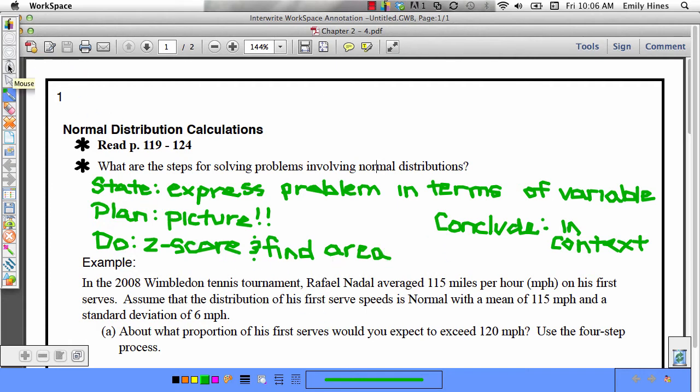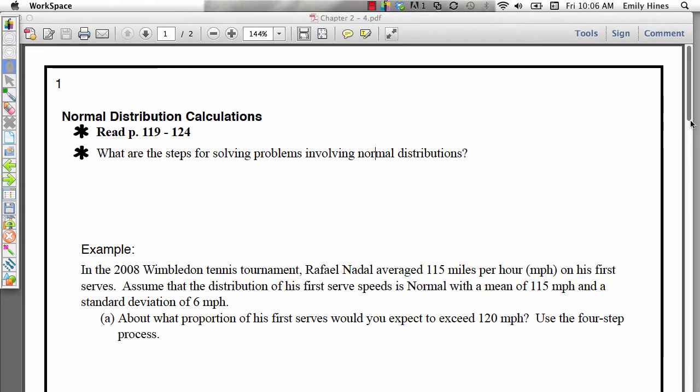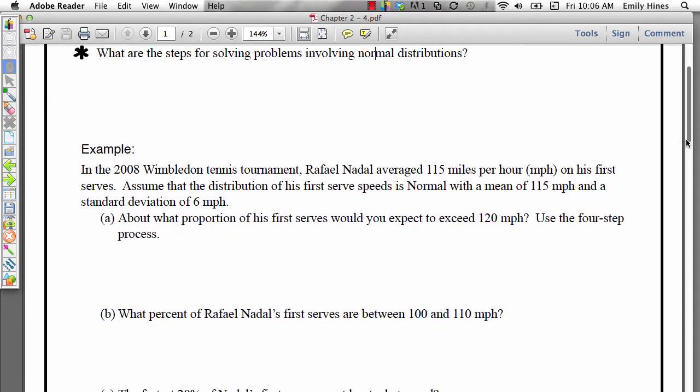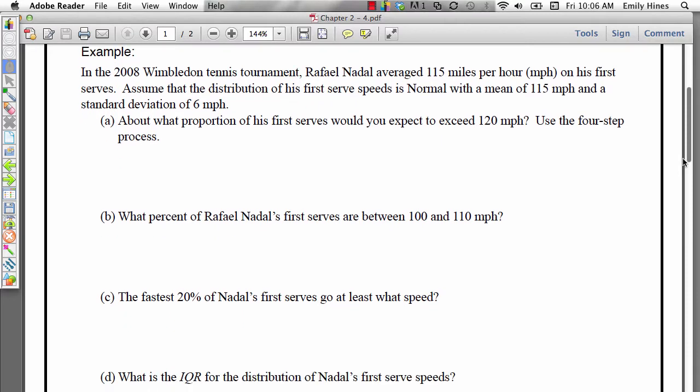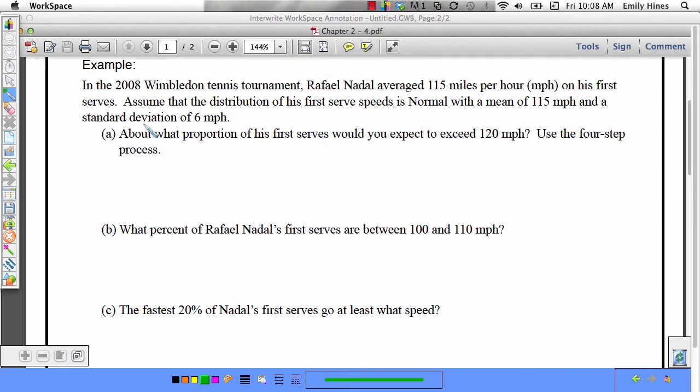Okay, so what does that look like when we actually are doing a problem? So let's look at this example. In the 2008 Wimbledon tennis tournament, Rafael Nadal averaged 115 miles per hour on his first serves. So let's assume that the distribution of his first serve speeds is normal with a mean of 115 miles per hour and a standard deviation of 6 miles per hour. The question is, about what proportion of his first serves would you expect to exceed 120 miles per hour?